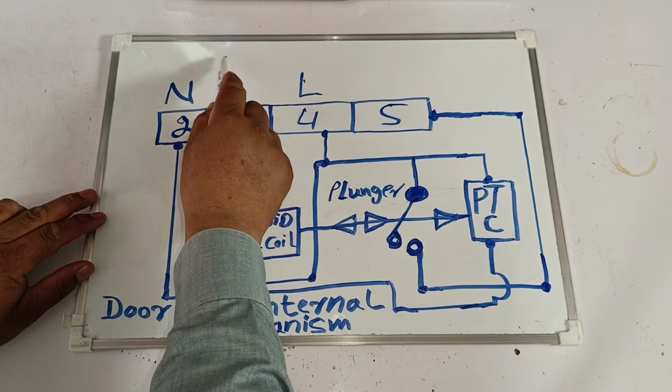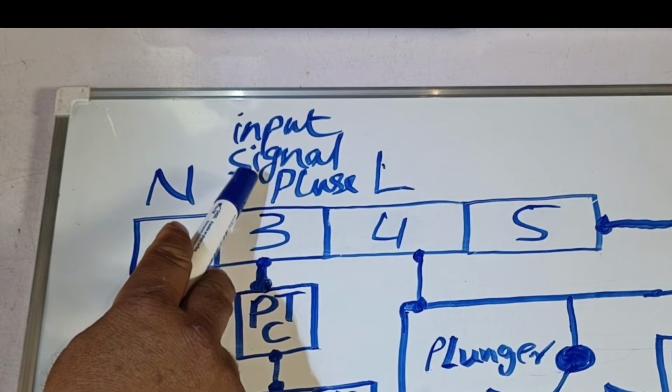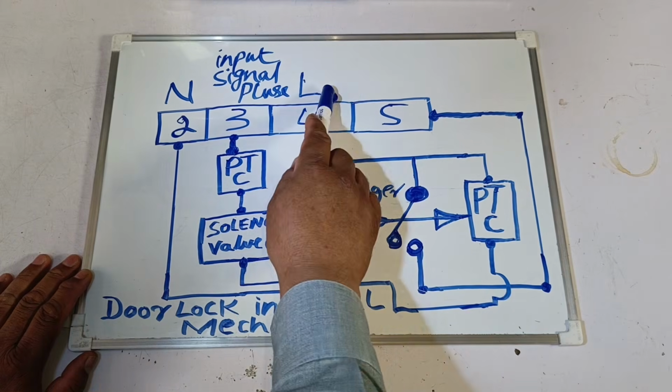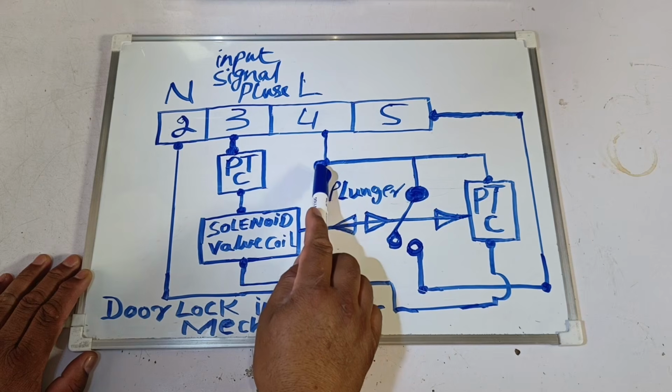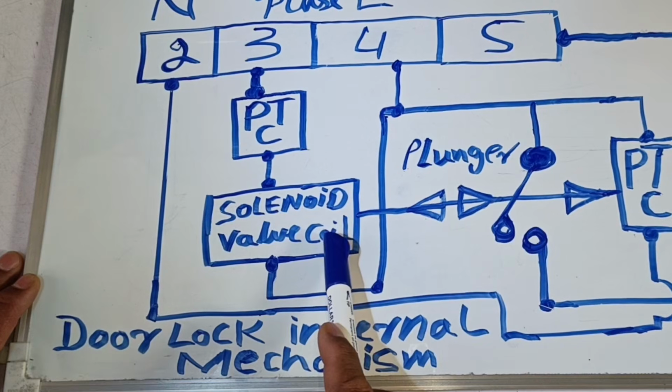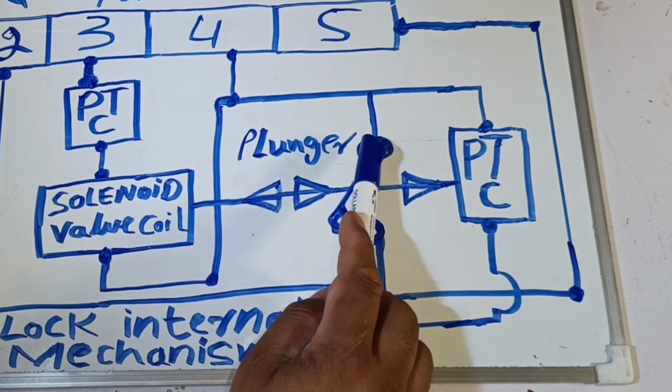The pin 3 receives the input impulse signal from the electronic board. Let's understand pin 4, line phase. The line is divided into 3 points. One connection goes directly to the solenoid valve coil. The second connection goes to the mechanical switch mechanism.